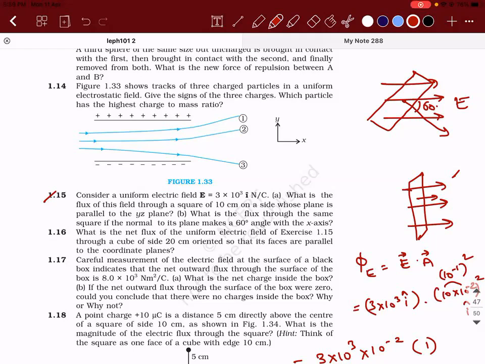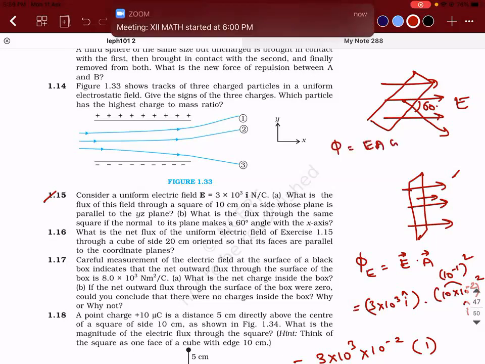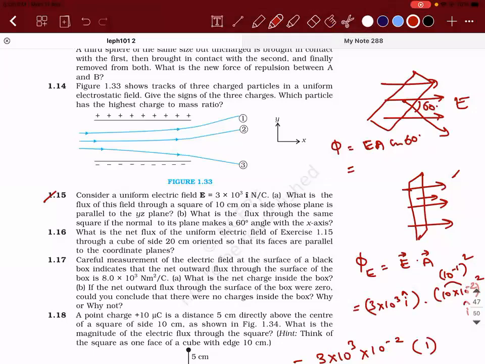Okay. So what will happen in this scenario? Flux will be equal to E into A into cos 60. E into A is how much? In the previous problem we got it. So E into A is 30. What is cos 60? Half. So it becomes exactly half of the previous value. So it is 15 Newton meter square per coulomb. Is there anyone who's having a doubt? Here, you are able to visualize the diagram? So this is an important point.